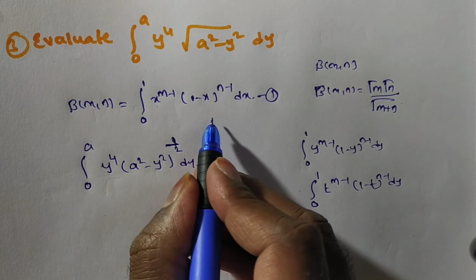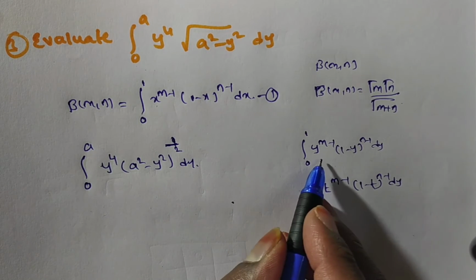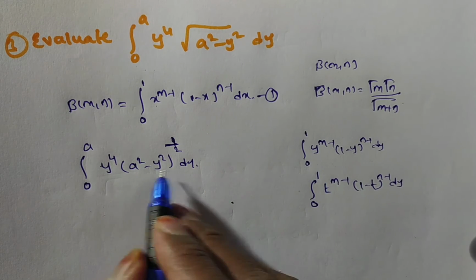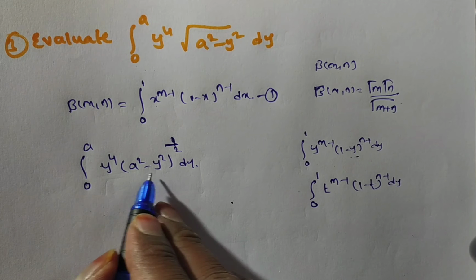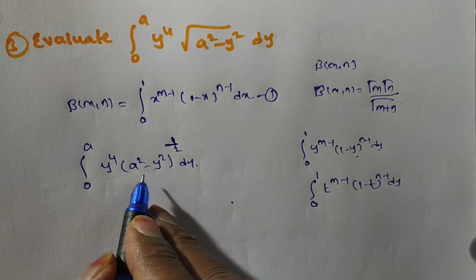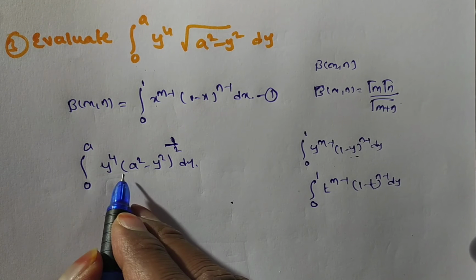Now we have to convert this into the form of equation number 1. Of course, y power 4 is in the form of y power m minus 1, but here it should be 1 minus y. What do we have in place of 1 minus y? We have a square minus y square. So the constant should be 1. For that purpose, take a square outside.